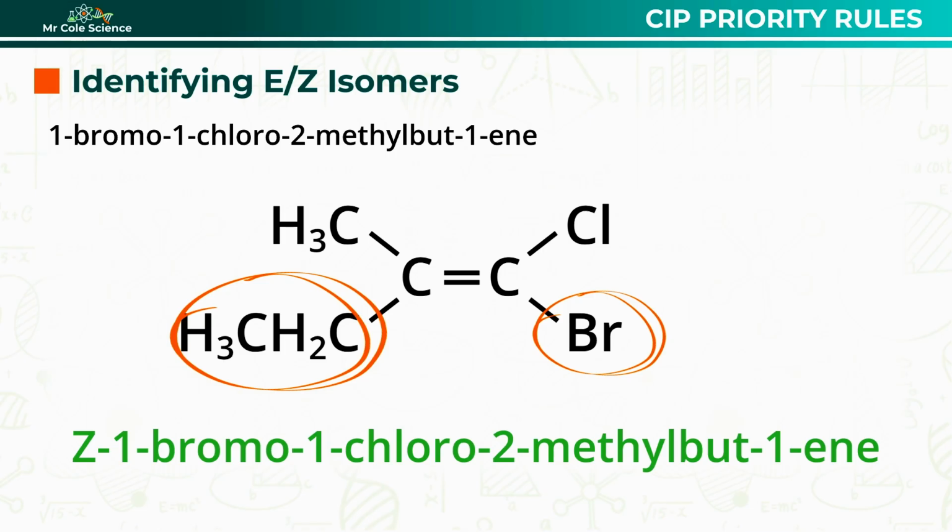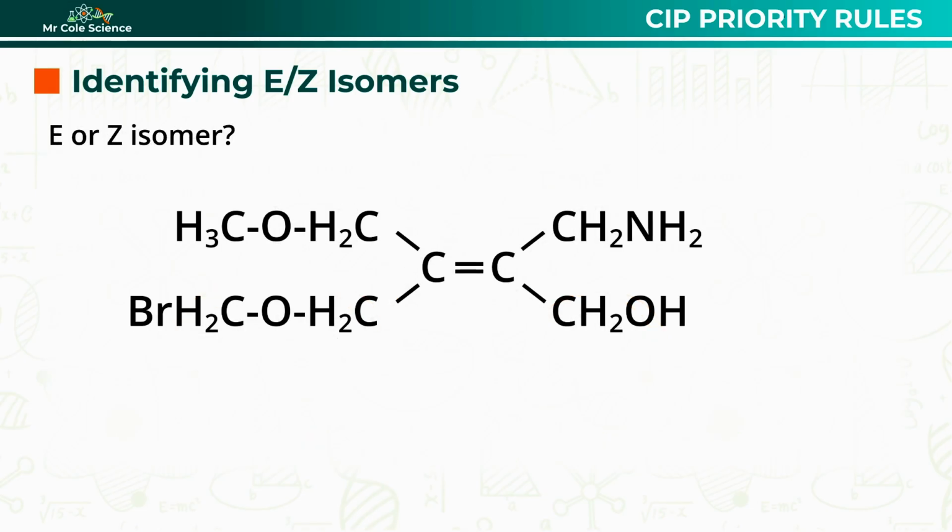Now let's take a look at our third and final example, one that reiterates that the chain length of the groups has nothing to do with determining the priority group. Now this substance contains an ether functional group, which you're not expected to be able to name.